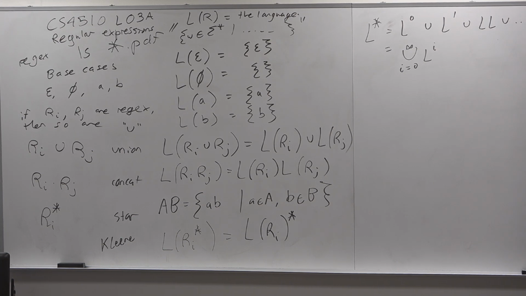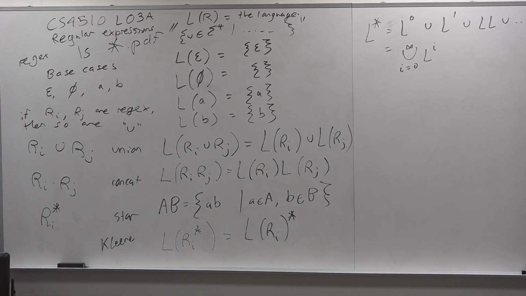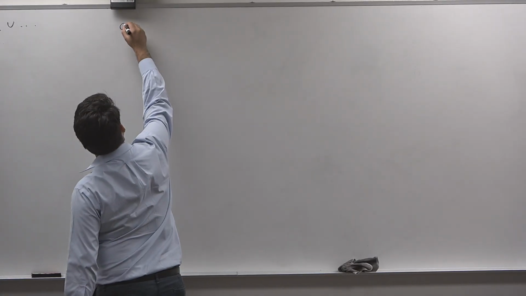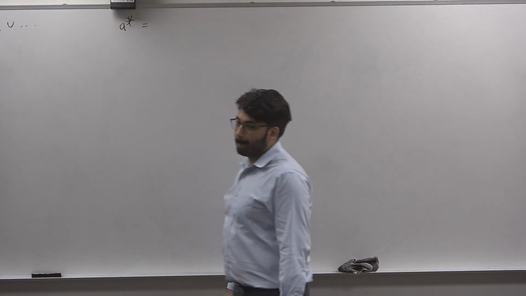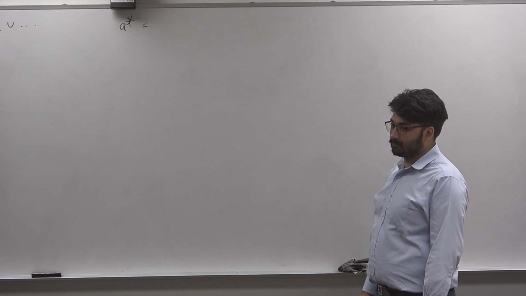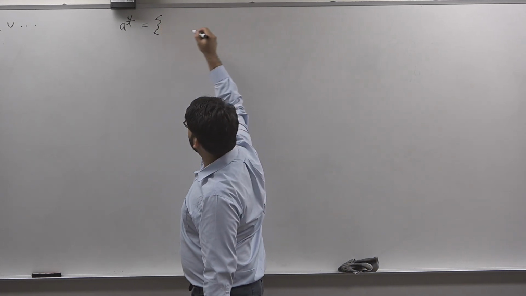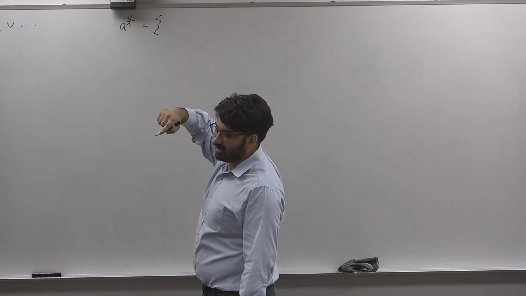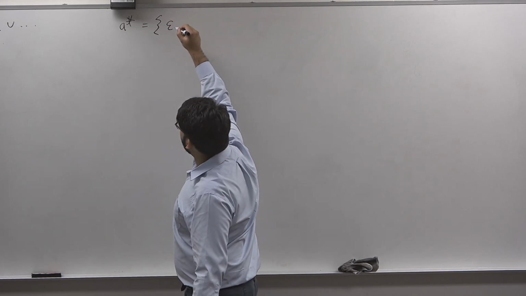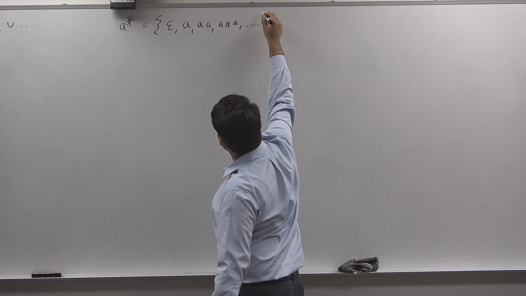Okay, we're going to go through some examples. I'm going to give you a regular expression, and then I want you to tell me which language is described by this regular expression. A star. All strings of A, like A, AA, AAA. What's the shortest string in this language? The empty string, in fact. Yes, the empty string. You can have zero A's, 1 A, 2 A's, 3 A's, and so on, right?